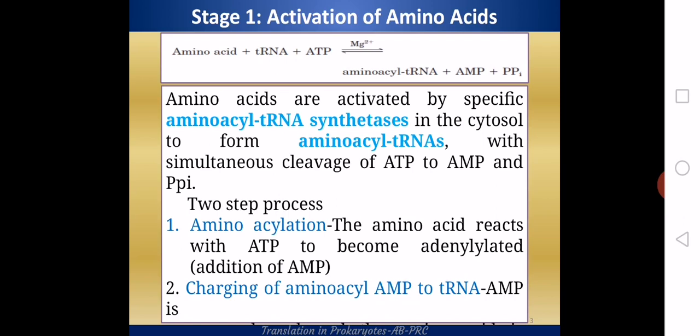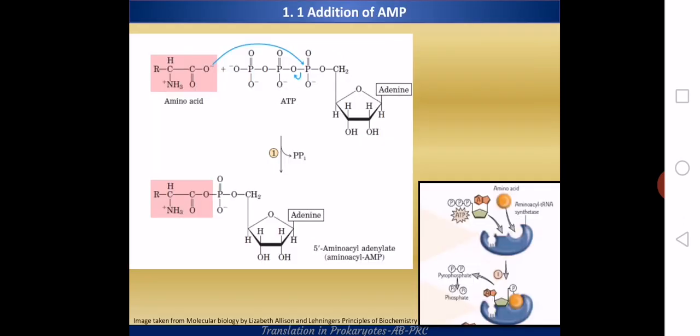So this is a 2-step process in which an amino acid is first charged with an AMP, then this amino acid AMP, or the aminoacyl AMP, will be charged into a tRNA molecule, right? So here is the mechanism. The first stage is the addition of AMP molecule. You can see the amino acid is being charged by the AMP molecule. They consume an ATP and you will get an aminoacyl adenylate, or aminoacyl AMP.